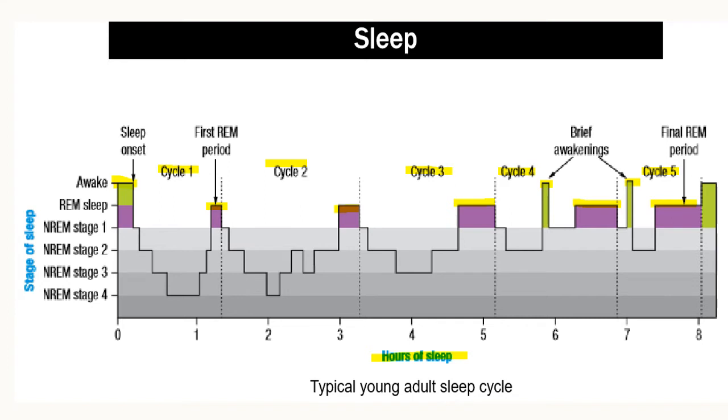You'll also notice if we go down here that stages 3 and 4, so we've got stage 4 here, but it disappears entirely in cycles 3, 4 and 5. And if we look at stage 3, it's in cycle 1 a couple of times, in cycle 2 a couple of times, in cycle 3 it occurs, but in cycles 4 and 5 it doesn't exist. So you go down through the stages, stage 1, stage 2, stage 3, stage 4, then you go back up, 3, 2, 1, REM. Then it goes back down, up, down, whatever.